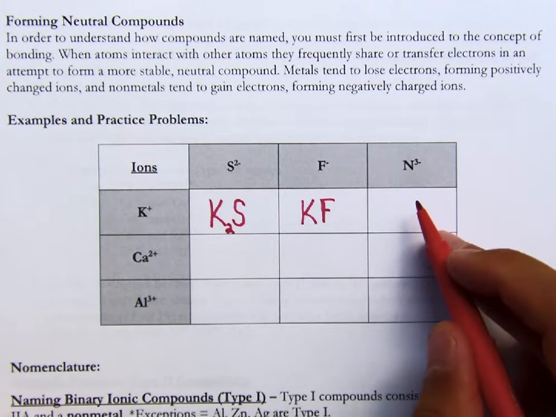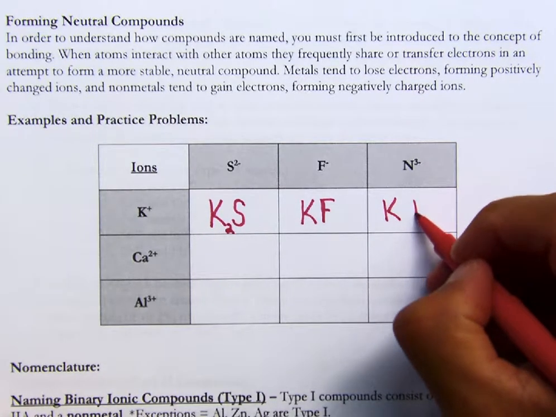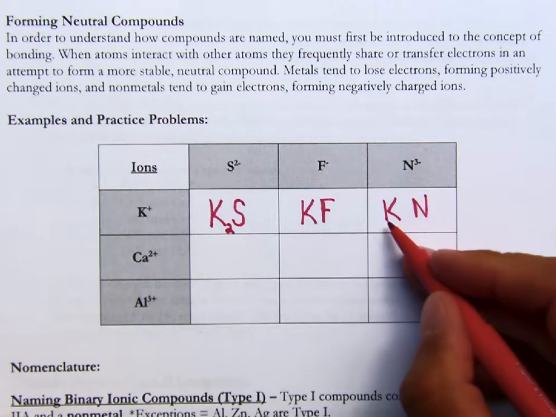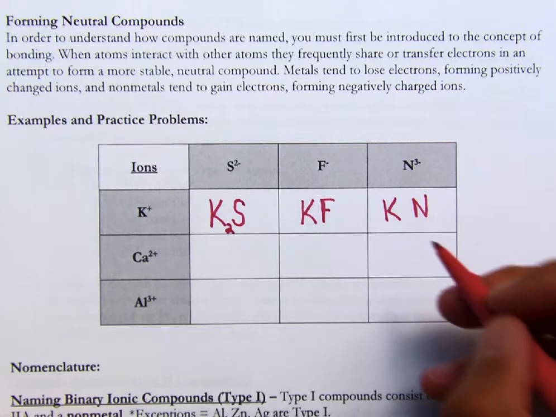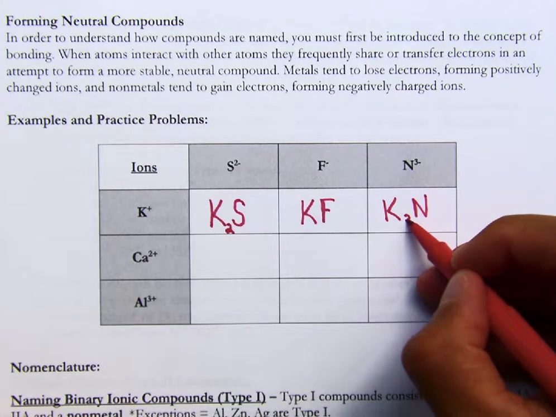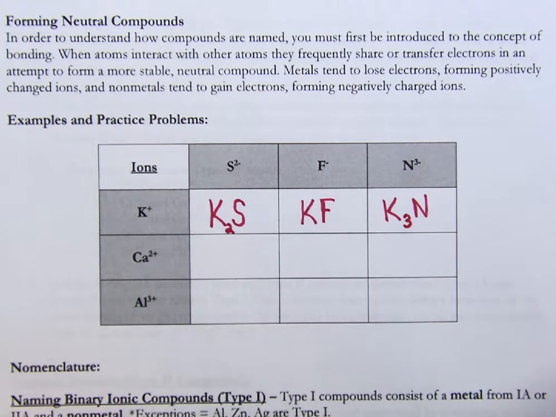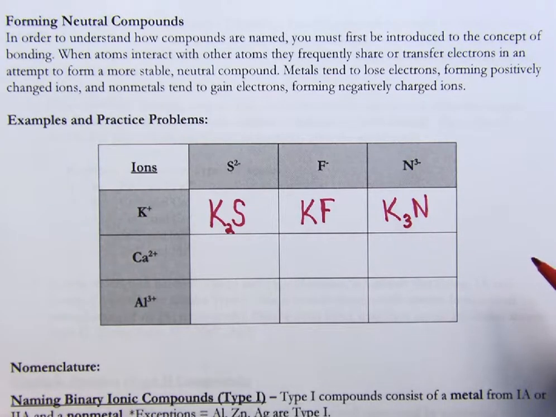Okay, so we're going to continue that thinking over here. If we have K and we have N, is that a neutral compound? K is +1, N is -3. So it's not neutral. We're going to need 3 Ks in order to balance out the -3 charge of the one nitrogen. These are all neutral compounds. They're the simplest neutral compounds you can form between these two ions.